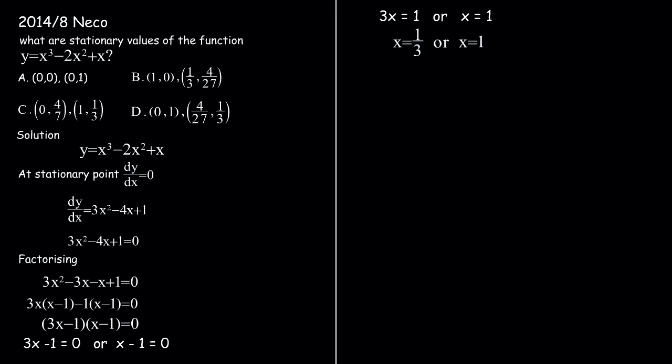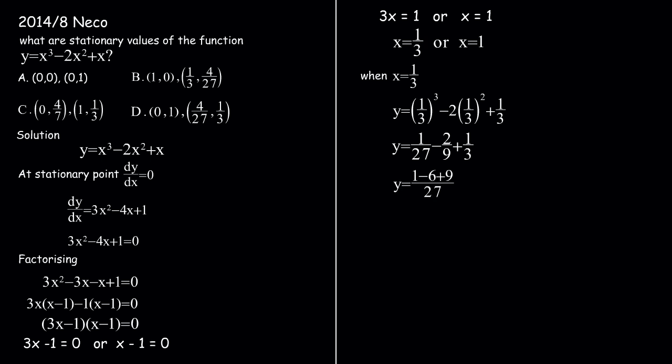Now we are going to look for the corresponding value of y when x equals 1 over 3 and when x equals 1. When x equals 1 over 3, y will be equal to 1 over 3 cubed minus 2 in bracket 1 over 3 squared plus 1 over 3. Simplifying, it becomes y equals 1 over 27 minus 2 over 9 plus 1 over 3. Solving the fraction by finding the LCM, which is 27, it becomes y equals 1 minus 6 plus 9, divided by 27. Simplifying, we are left with y equals 4 over 27.